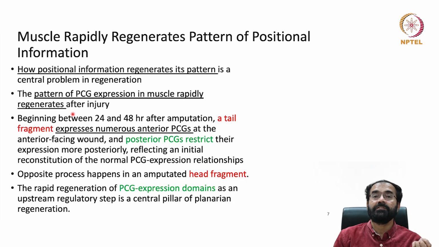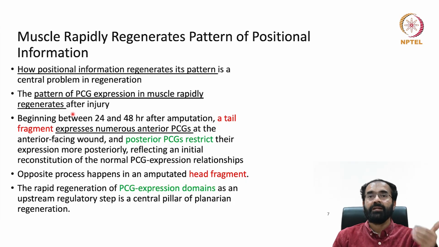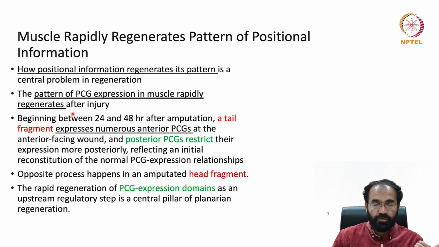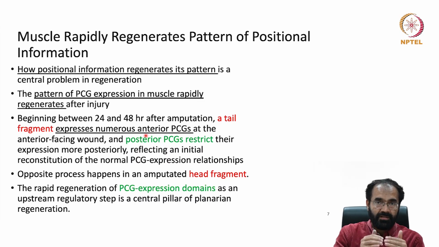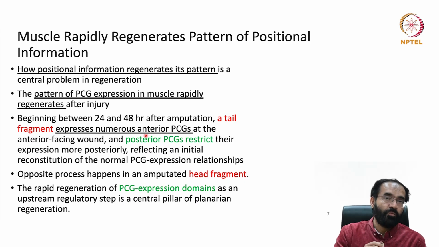So the PCG expression is very critical in every muscle that is being formed in the newly forming blastema or the regenerating tissue structure. Beginning between 24 to 48 hours after amputation, a tail fragment expresses numerous anterior PCGs. Remember, the fragment is the tail. Since the anterior portion is removed, the leftover, that is the posterior part, now starts expressing PCGs responsible for anterior identity. Why? Because these cells now will move into the future anterior region.